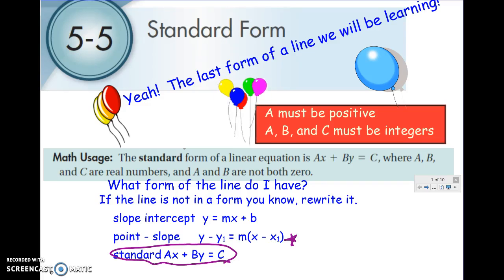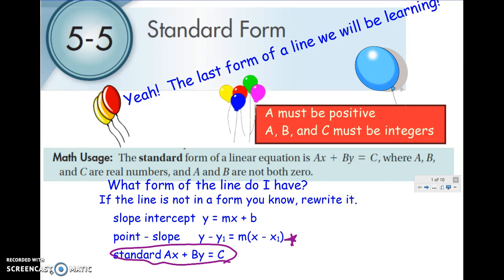Okay, so we are on the last form of a line, standard form. You should have already learned slope-intercept form, which is y equals mx plus b, and now point-slope form, which is y minus y1 equals m times x minus x1. Point-slope form is actually a very important form that you're going to use a lot in other classes like Algebra 2 and so on. So it's really important that you understand and learn point-slope form because it's a very versatile form. Since you only need one point and the slope, it's very easy to plug into and then to turn it into any other form.